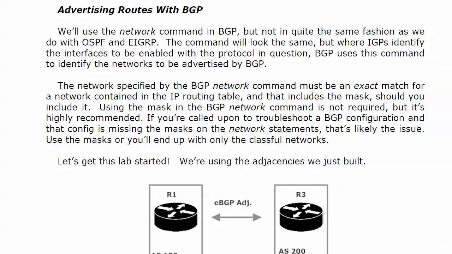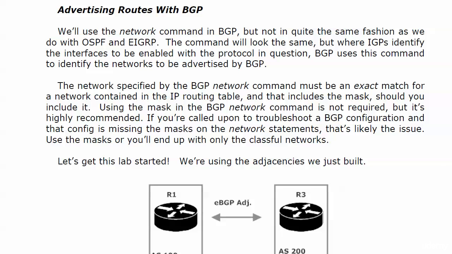But there's a little nit to pick here, because where IGPs identify the interfaces to be enabled with the protocol in question, BGP uses this command to identify the networks to actually be advertised by BGP. Now, the network specified by the BGP network command has to be an exact match for a network contained in the IP routing table, and that includes the mask, should you include it. Because using the mask in the BGP network command is not required. It is highly recommended though.